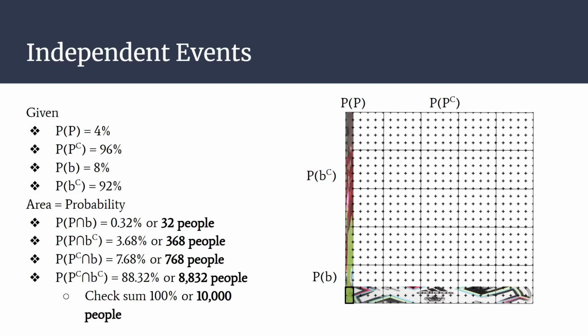Better now? Great. To find the number of people that each region represents, just multiply that region's probability by the total number of people. Just like that, we can categorize every last person in our population. Just like last time, the checksum is 100%, but the total number of people should add to 10,000 as well. But there's an issue. Take a closer look.